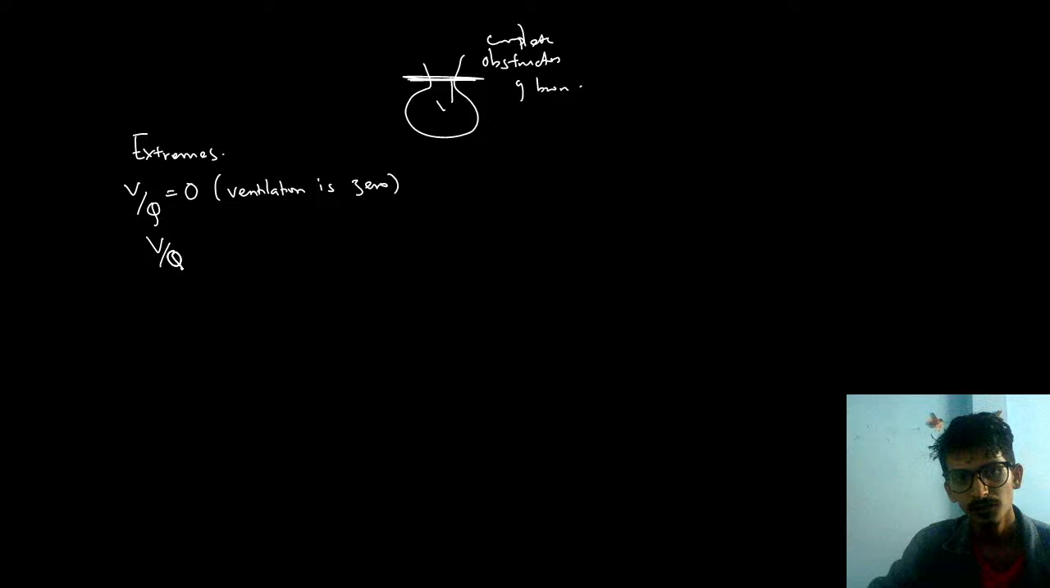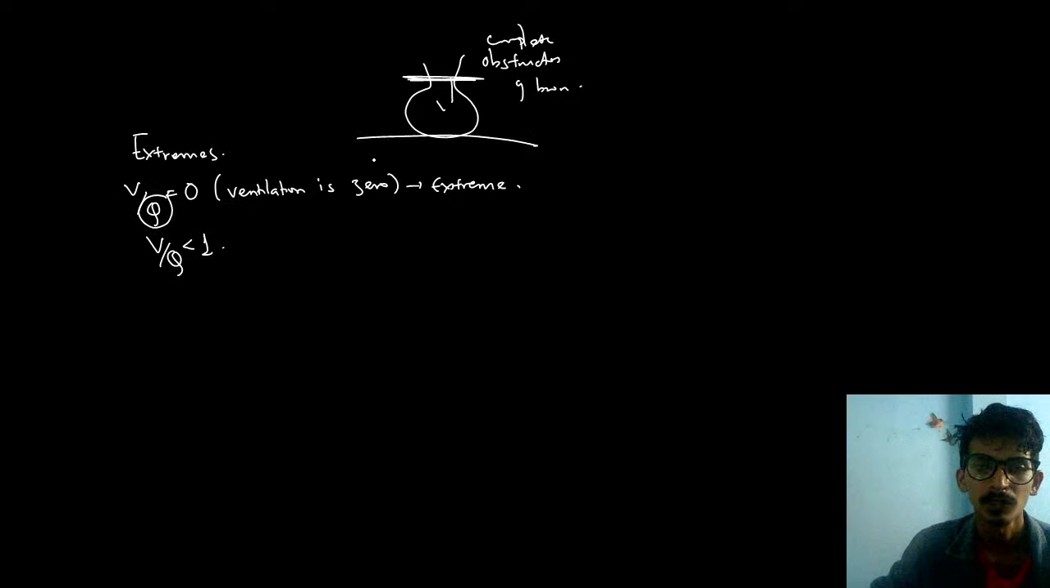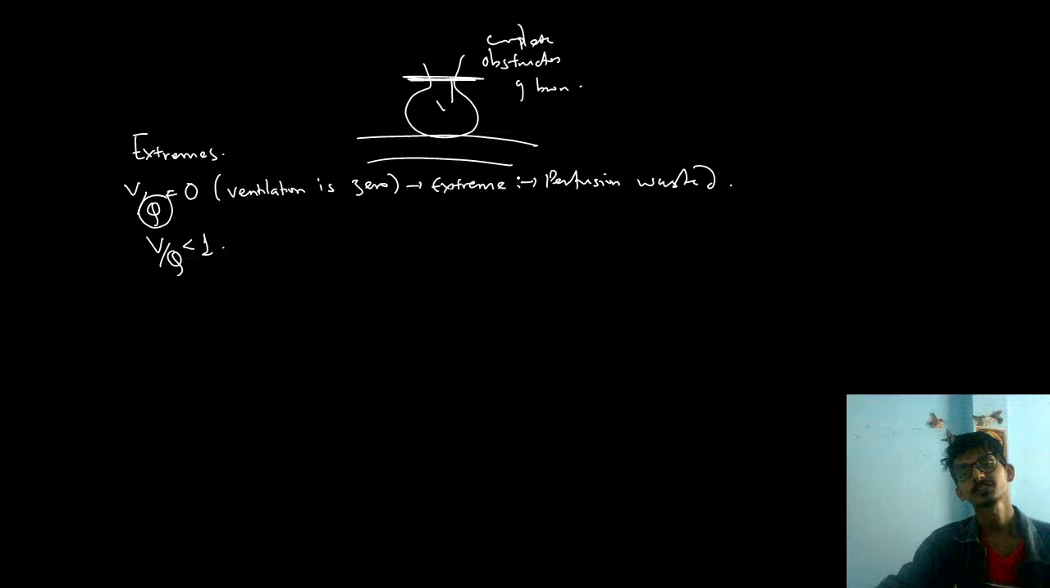Ventilation perfusion lesser than 1 means ventilation is less but perfusion is high. This is the very extreme case. This means the perfusion which was coming from the blood is wasted. So this is called perfusion wasted. Ventilation 0 means perfusion is just wasted.